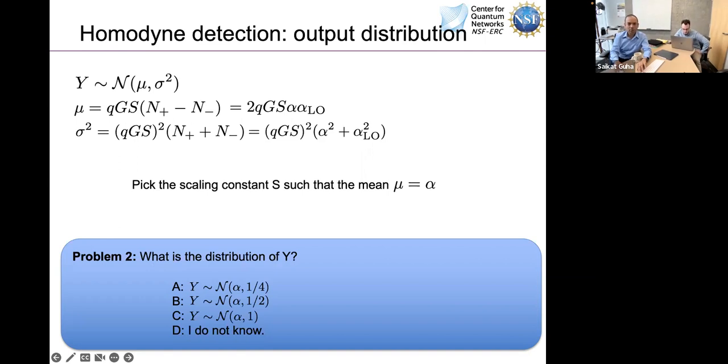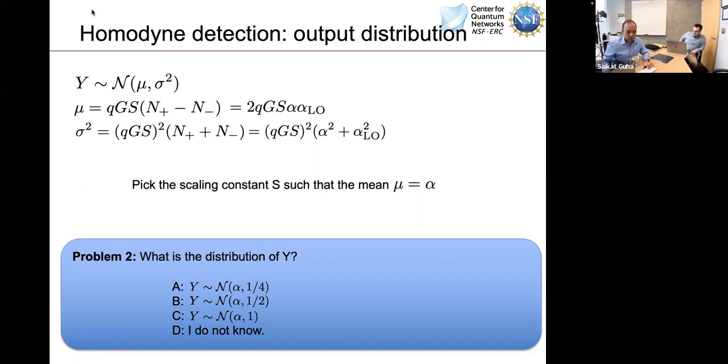And let's see if you can find out the distribution of Y. I'll just give you a couple of minutes here to work it out. It's a very simple problem. And it will obviously be a Gaussian, and the mean is obviously alpha because I designed it to be so. I chose my S so that the mean is alpha. I just want you to calculate what the variance of this random variable will be.